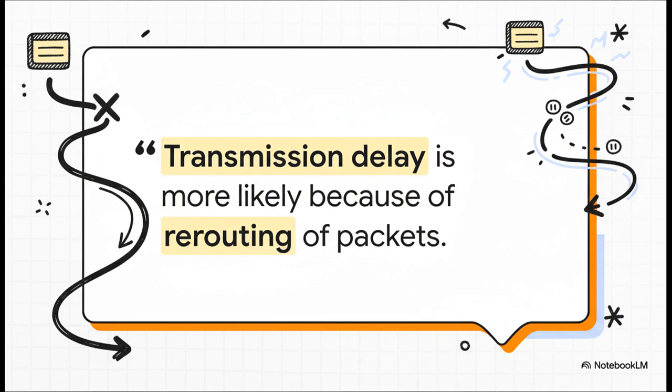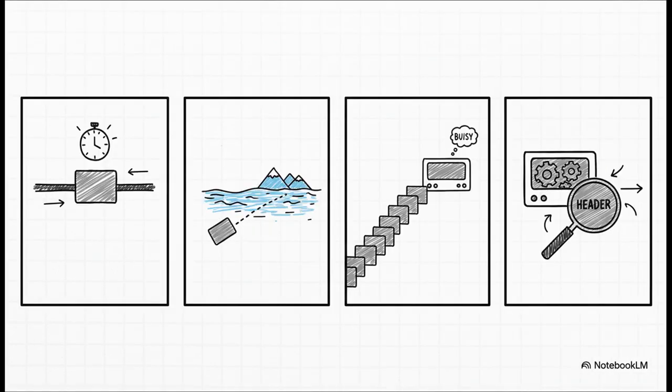This incredible flexibility isn't free. The very thing that makes it so powerful, sending millions of individual packets through this congested, constantly changing network, it introduces its own set of problems. And the biggest one is delay. So what kind of delays are we talking about? Well, there are four main culprits.